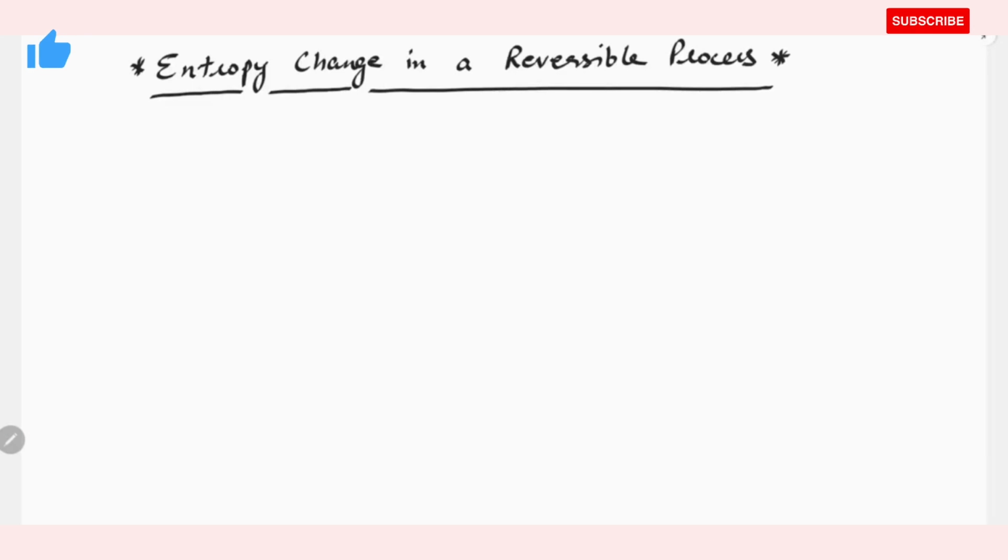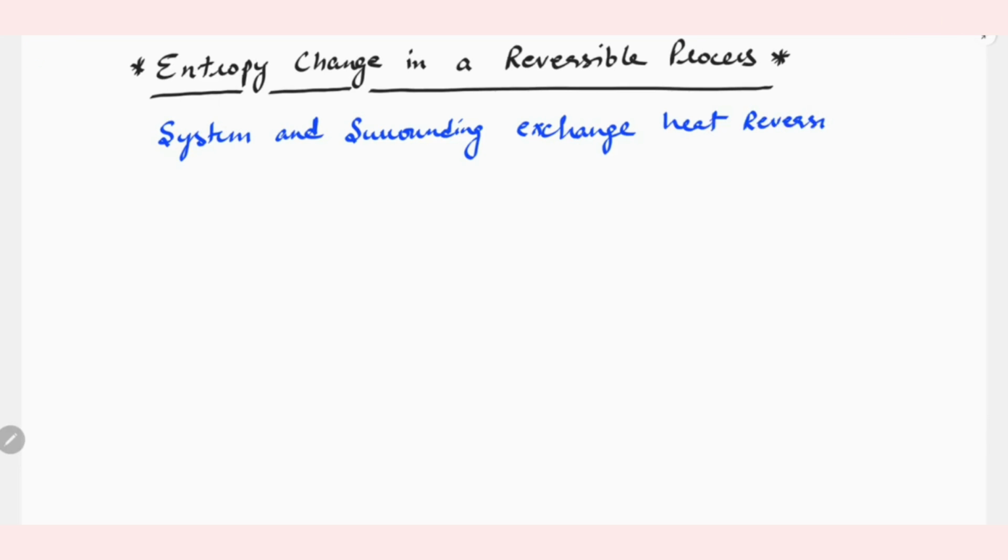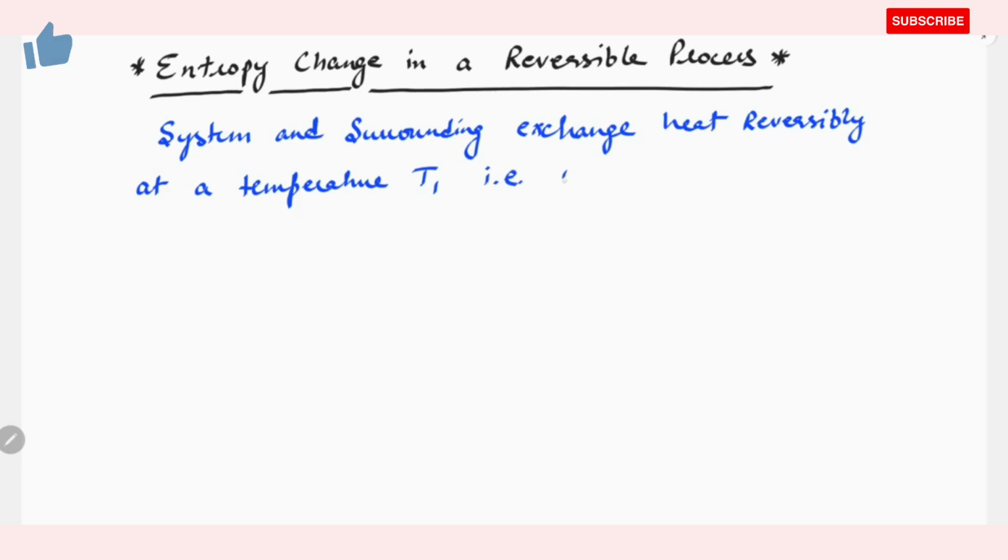Hello students, the topic for today is entropy change in a reversible process. So consider a reversible process in which system and surroundings exchange heat reversibly at a temperature T1, that is under isothermal conditions.